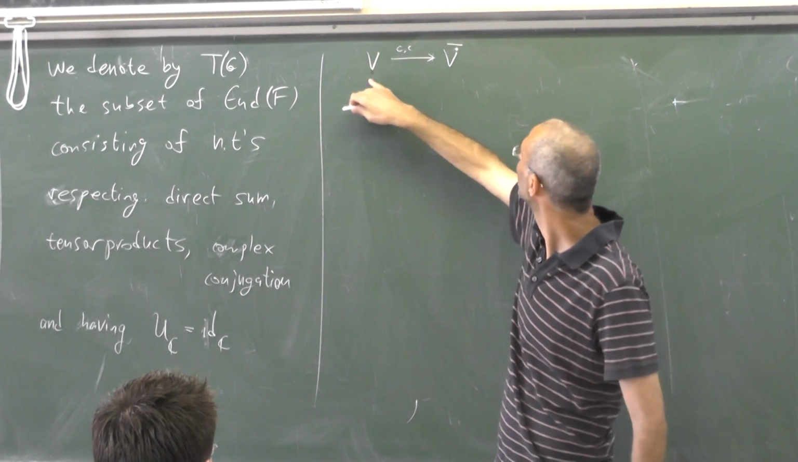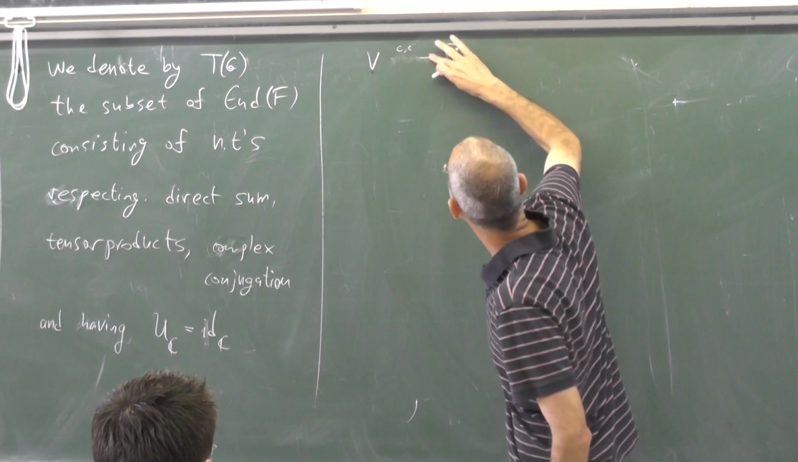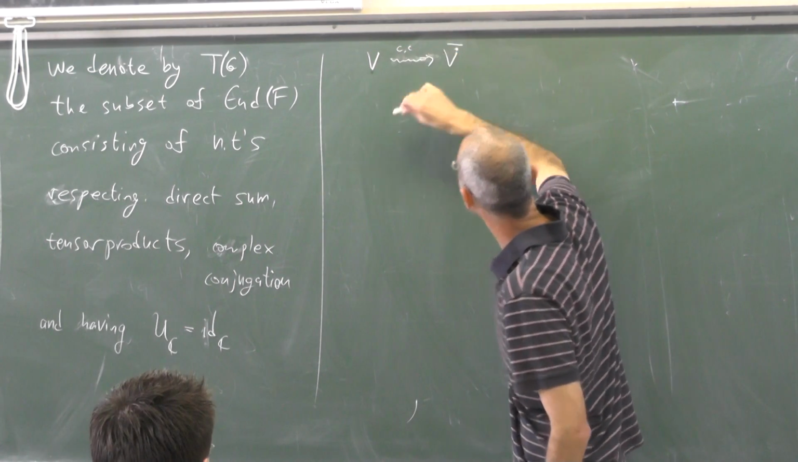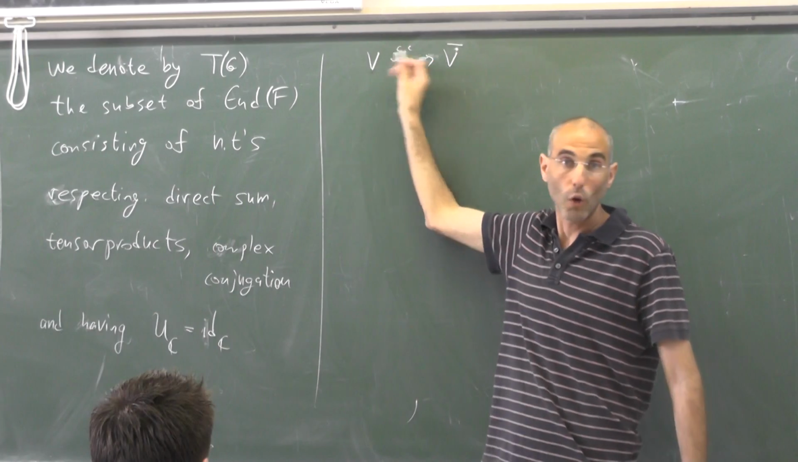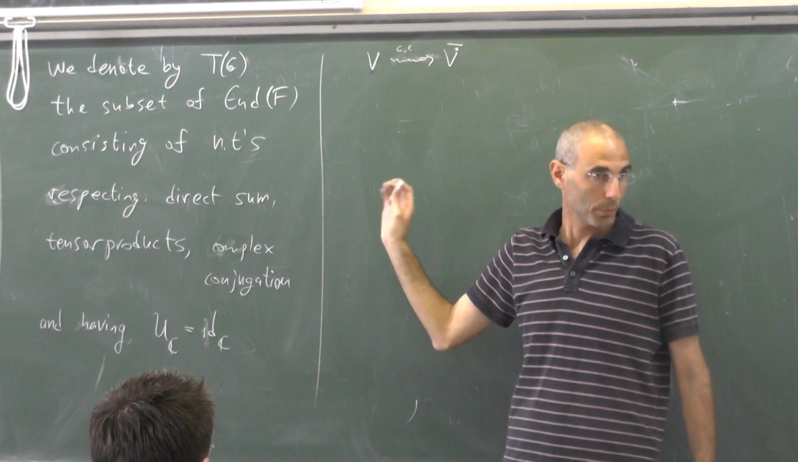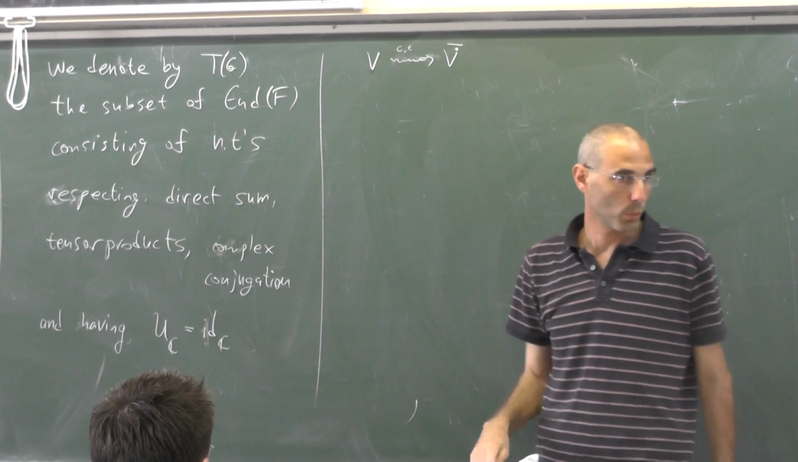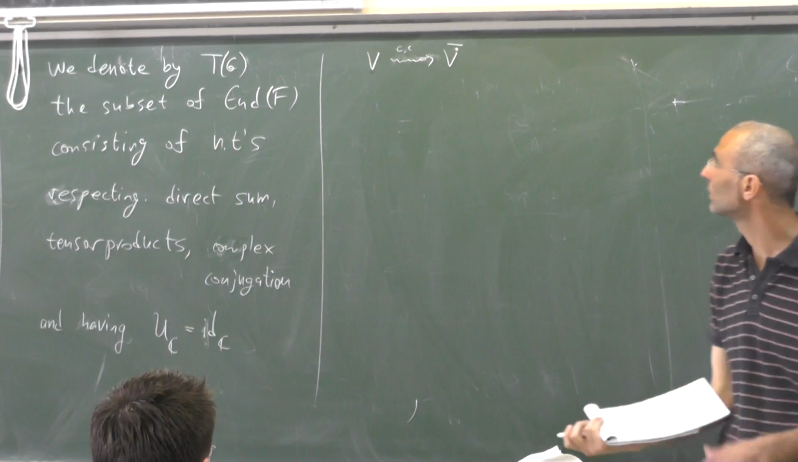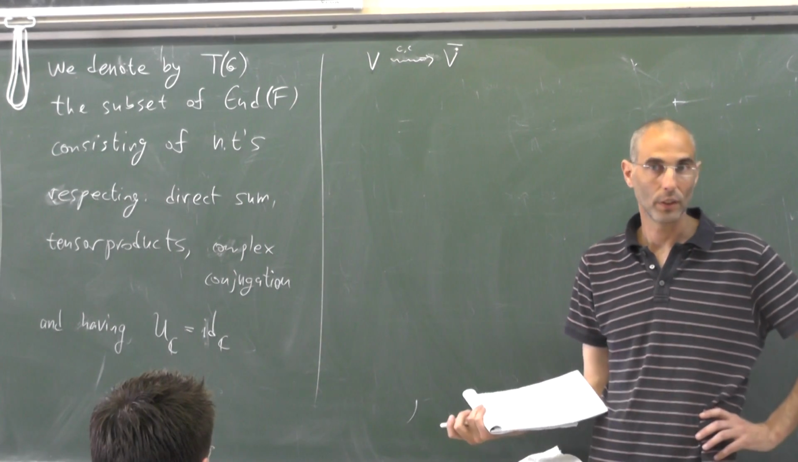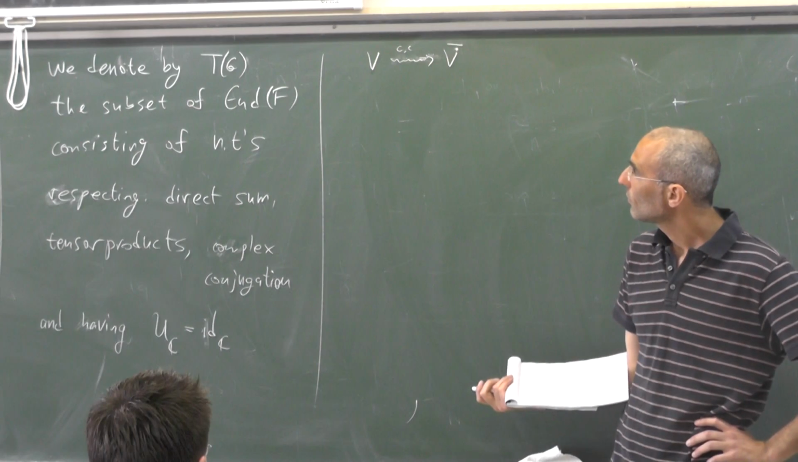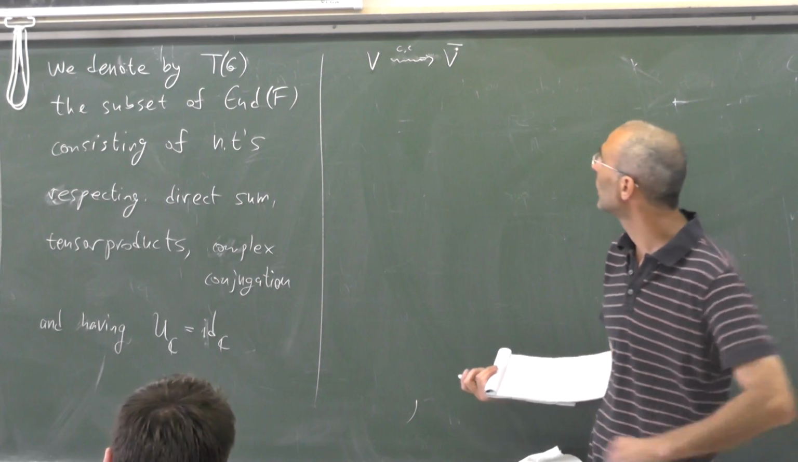So this is the same space with another structure. Over the reals they are isomorphic, but over the complex they are anti-isomorphic, or they are not isomorphic. They are conjugates of each other.